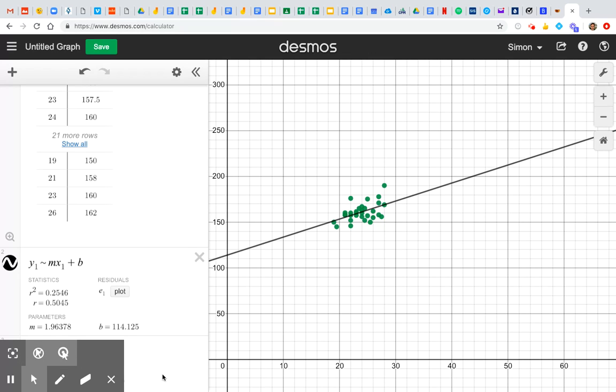I've also put in my line of best fit. So I have my slope and my y-intercept over here, slope of 1.96 and the y-intercept of 1.14. And so what you can do is, the residuals, as you learned, are the difference between each of these green points and how far it is away from the black line. So each green point has its own residual value.